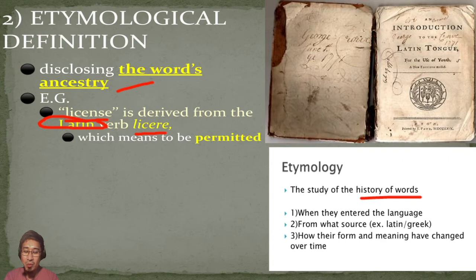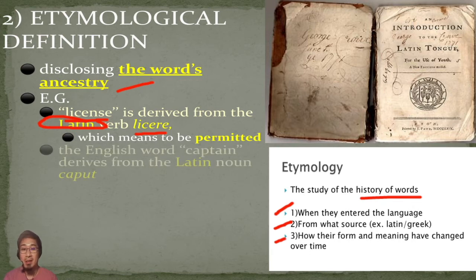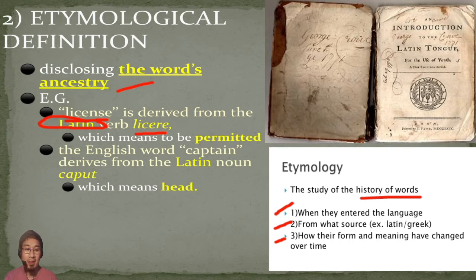It tries to examine when words entered the language, from what source. It could be Latin, Greek, or some other old language, and how their form and meaning have changed over time. That's etymology. Another example, the English word captain derives from the Latin noun caput. What's the meaning of caput in Latin? It means head. So the meanings of captain and caput are closely connected, because if you're a captain of the ship, it means you're the head of the ship. Same with licere, which means permitted. If you have a license to drive, it means you are allowed and permitted to drive.